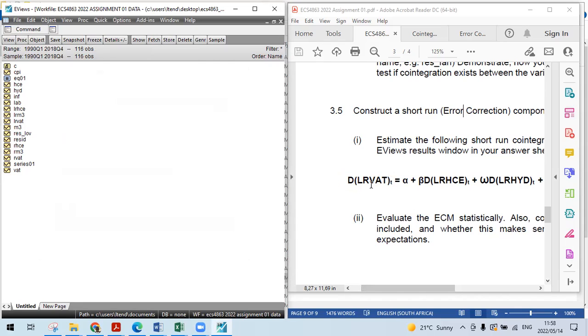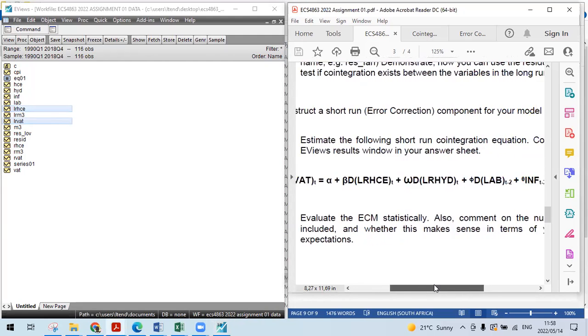We are having LRVAT. I'll click it here because I have it already. Where is it? LR there. We are also having LRHCE. Where is it? There. We are having LRHYD. Oh, unfortunately, in this case, we need to make it real and we log it. So we are not gonna do it. You do it when you get home.